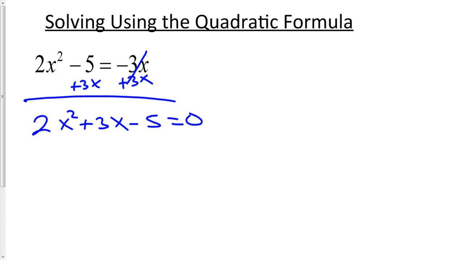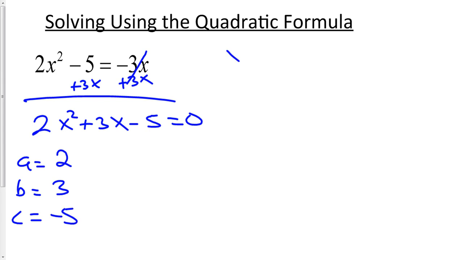Our very next step, after we make sure it's in standard form, is to label our a, our b, and our c so that we know what we're using when we use the quadratic formula. So a in this case is positive 2, b in this case is positive 3, and c is minus 5.